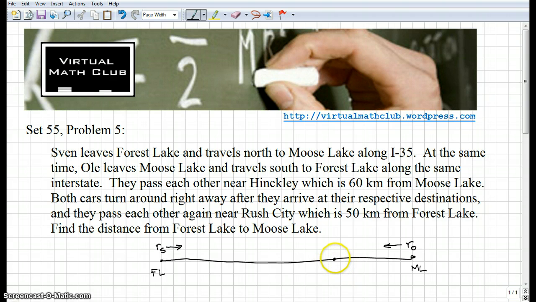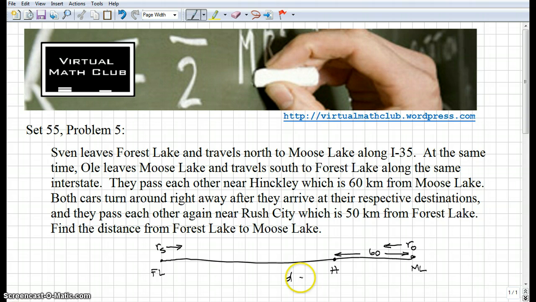Okay, so let's say, we don't know this distance, that's what we've got to find, but let's say this is Hinckley. Okay, so let's call that H. And this is 60 kilometers from Moose Lake. Alright, so this distance here is 60 kilometers. Alright. Now, the thing we're trying to find is the full distance.